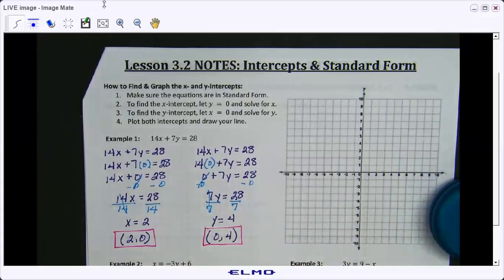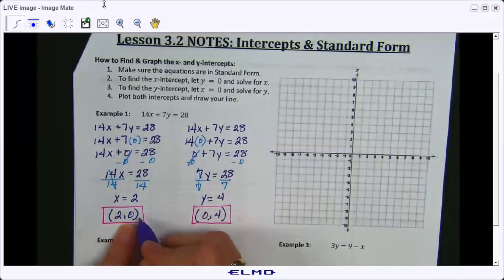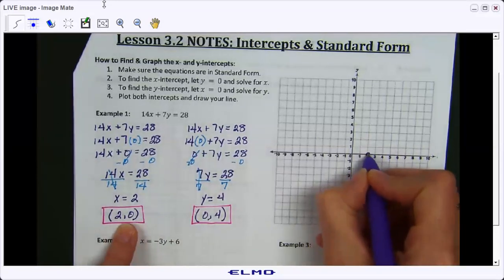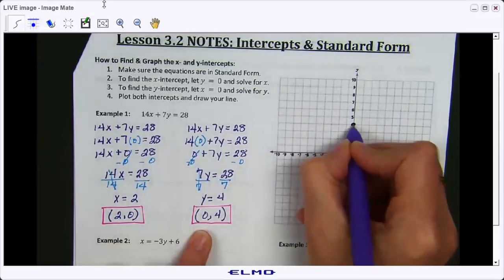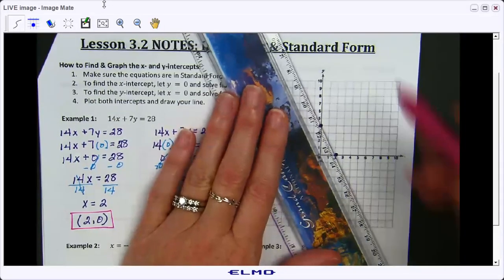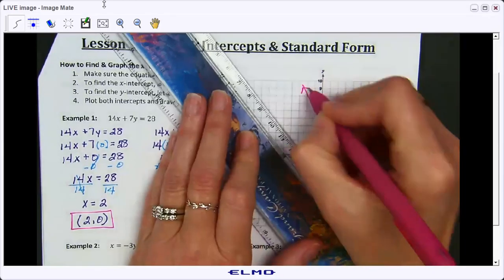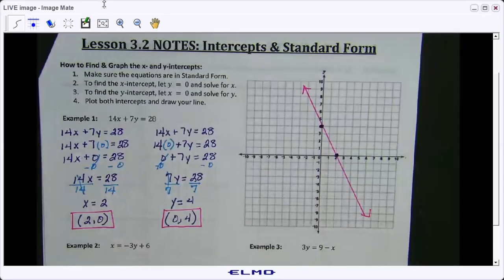So now that we have our intercepts, we're going to plot them on the line and we're going to graph them. Okay, so I'm going to plot (2, 0). That's my x-intercept. And I'm going to plot (0, 4). That's my y-intercept. And then I am going to draw my line. Remember to put an arrow at the end of your line. That indicates that it goes on forever and ever.